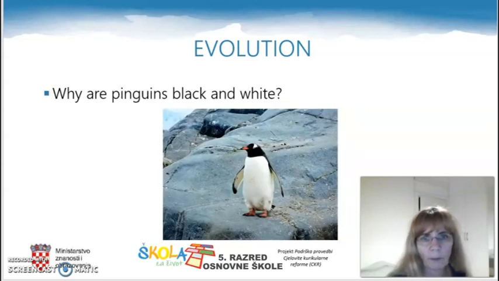And one more example are penguins. So why are penguins black and white? Well, simply, they are black and white for protection. When they swim in the ocean, from above, they blend in, dakle, stope se. They blend in with the dark water. And from below, they blend in with the sky, so the whales cannot see them.